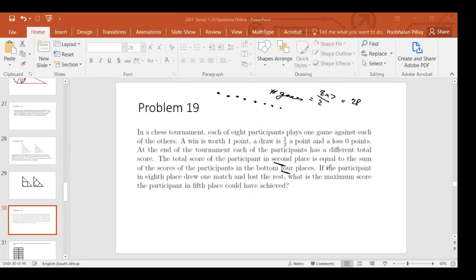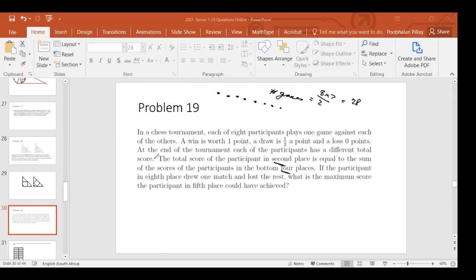If the participant in the 8th place, in other words, the last person, drew 1 match and lost the rest, you know his score. Because he drew 1 match, he would have got half a point for that, but he lost the rest. So he got zeros for the remaining 6 games. So his total will be a half. The question is, what is the maximum score the participant in the 5th place could have achieved?